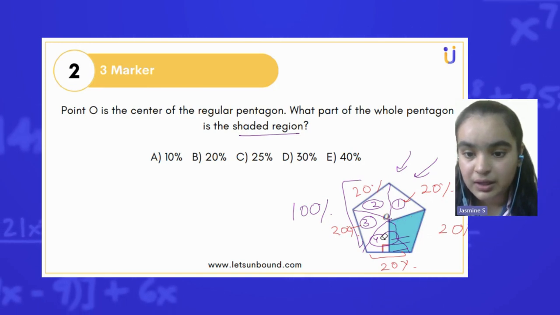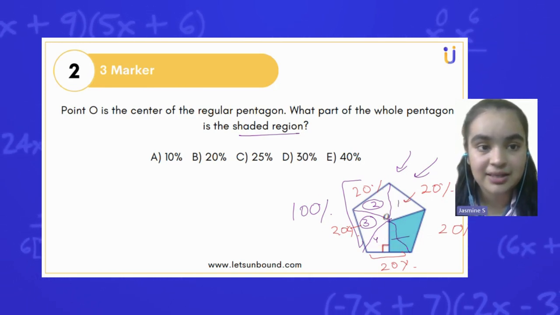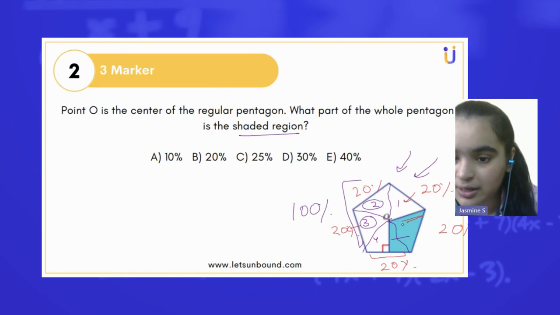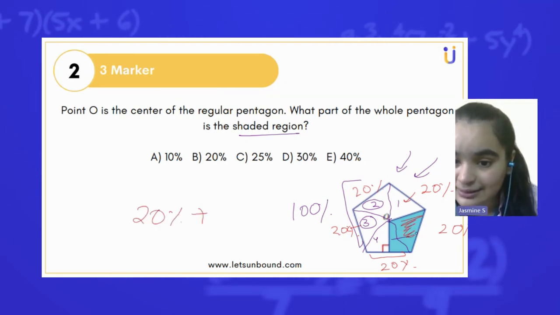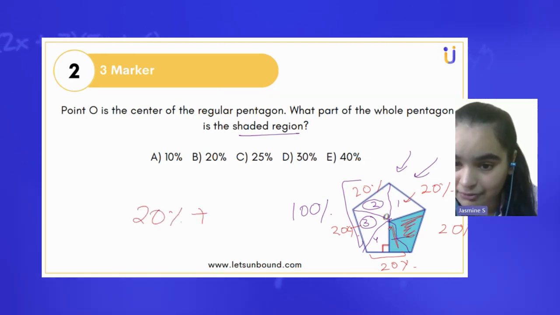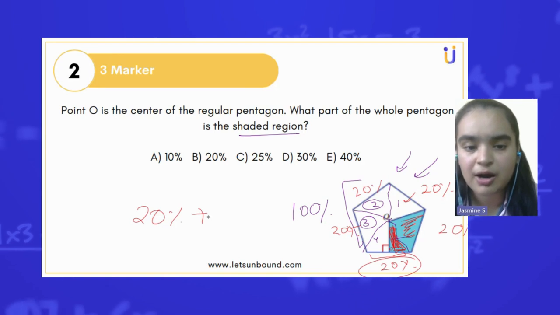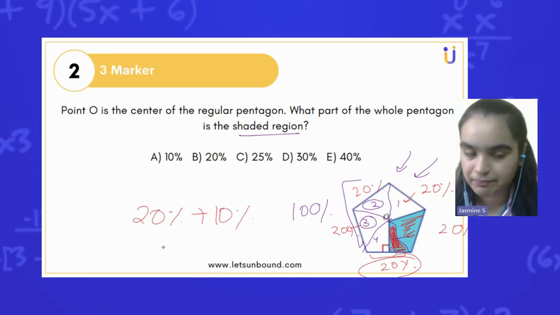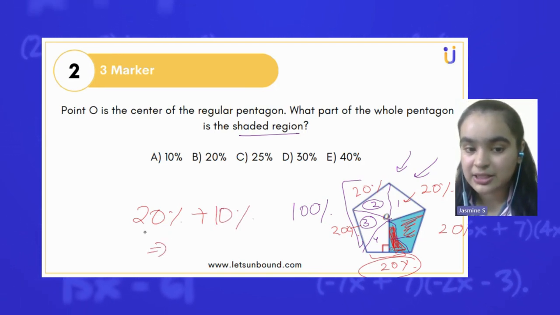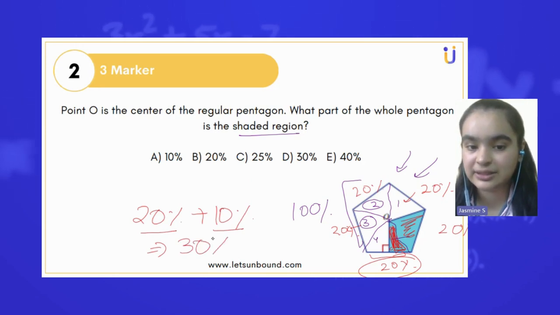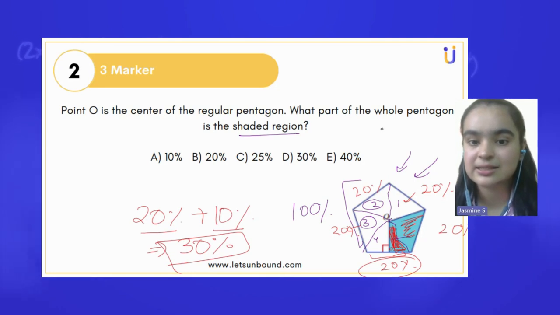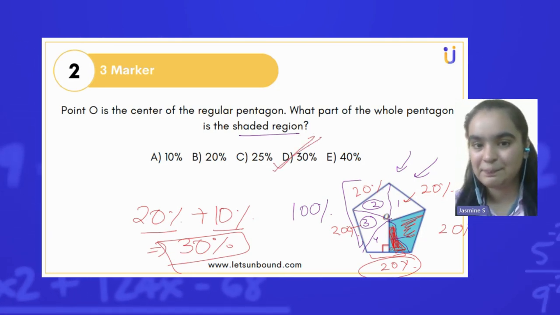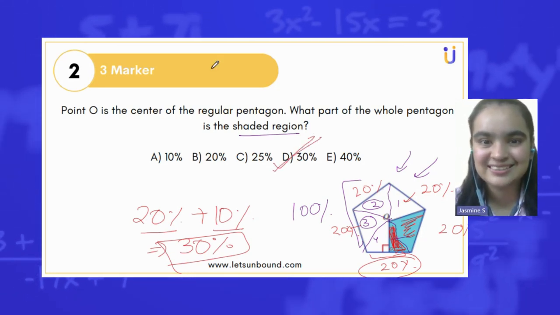If you see, the part that is being shaded, one is whole, that means 20%, and one is the half of the triangle. That will be half of 20, or else you can say 10%. In total, it is going to be 30% of the part that is being shaded. And we got our answer, that is option number D. Was it easy?